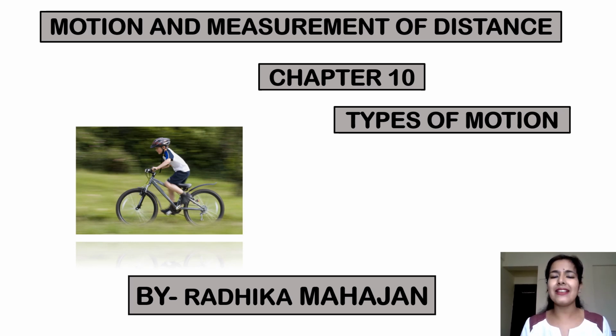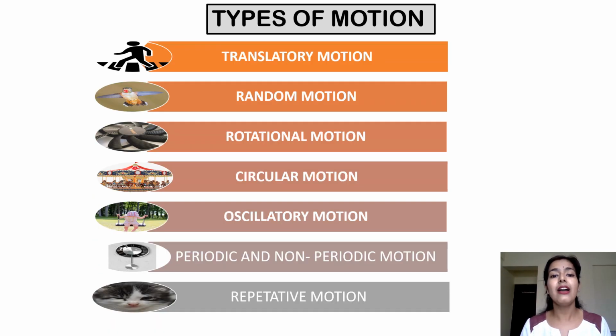So without wasting any moment, we are going to start with our topic, the types of motion. Today we are going to discuss various types of motion one by one. That is translatory motion, then random motion, then rotational, circular, oscillatory, periodic and non-periodic and repetitive motion. One by one I am going to discuss these types of motion.